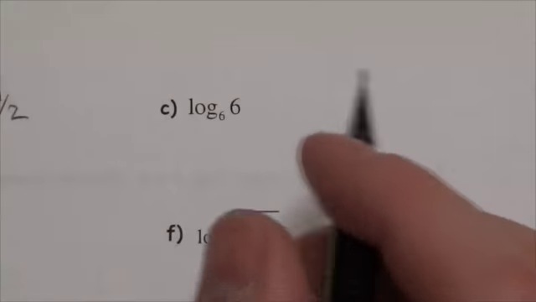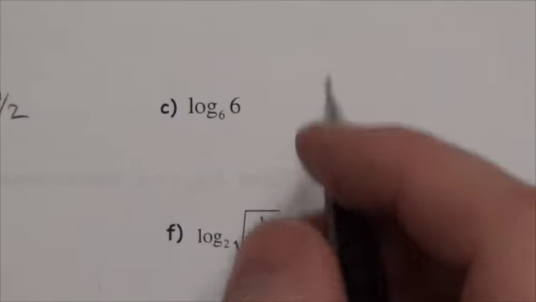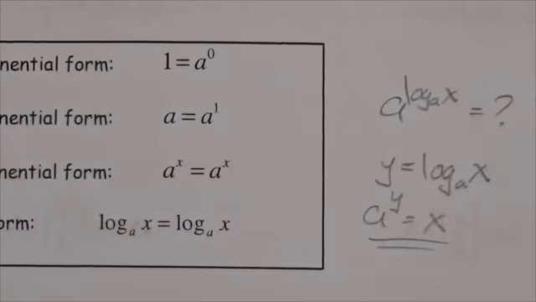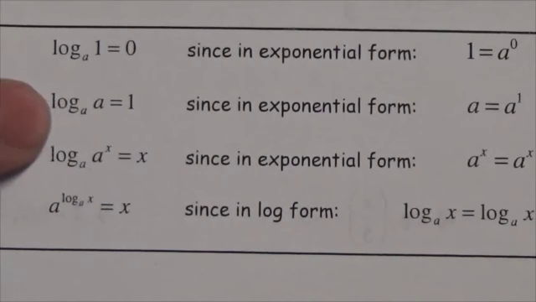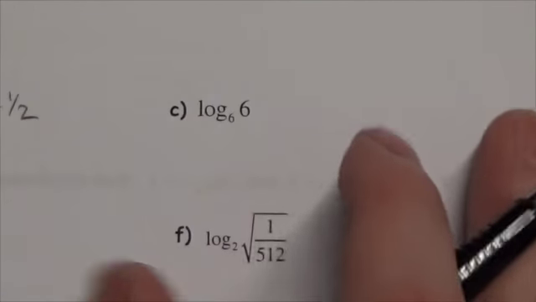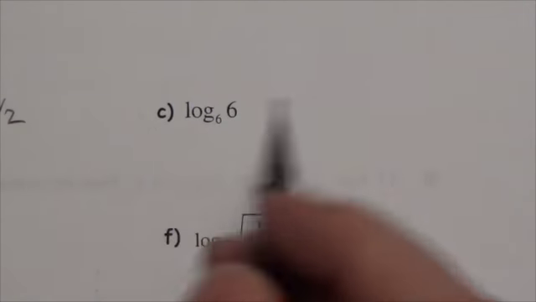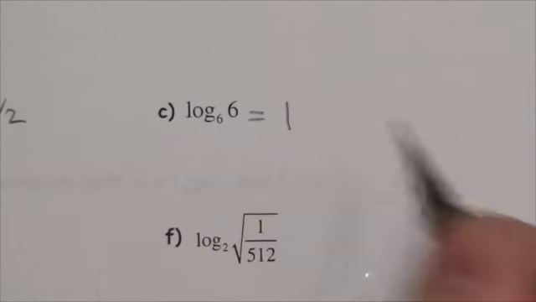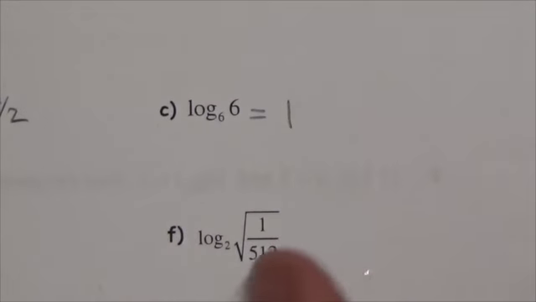Log base 6 of 6. Now this one really shouldn't require any effort whatsoever because it's one of the rules up here. Log base a of a is equal to 1. Well, log base 6 of 6 must therefore be equal to 1. That's just a direct application of that little rule.